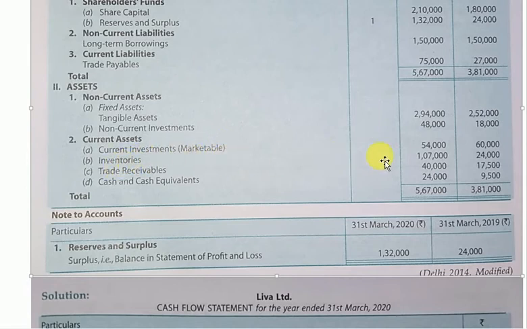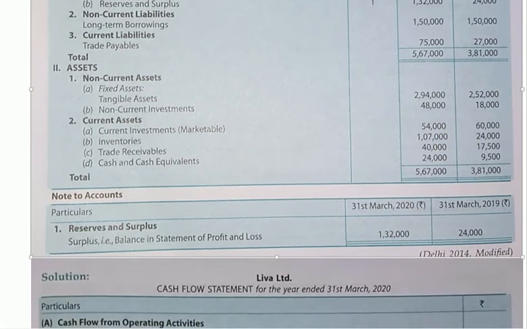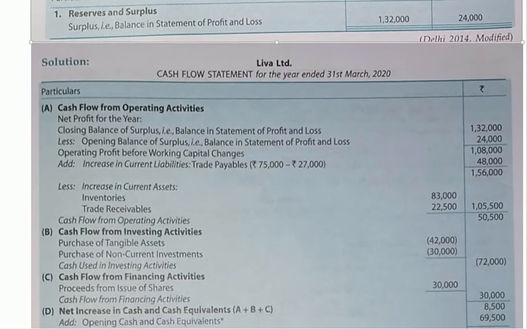Inventories previous year it is 24,000, current year it is 1,07,000. An increase in inventory will always be subtracted in operating activity. Similarly, trade receivables. Previous year it is 17,500, current year it is 40,000. Both these current assets are increasing. An increase in current asset is to be subtracted in operating activity.